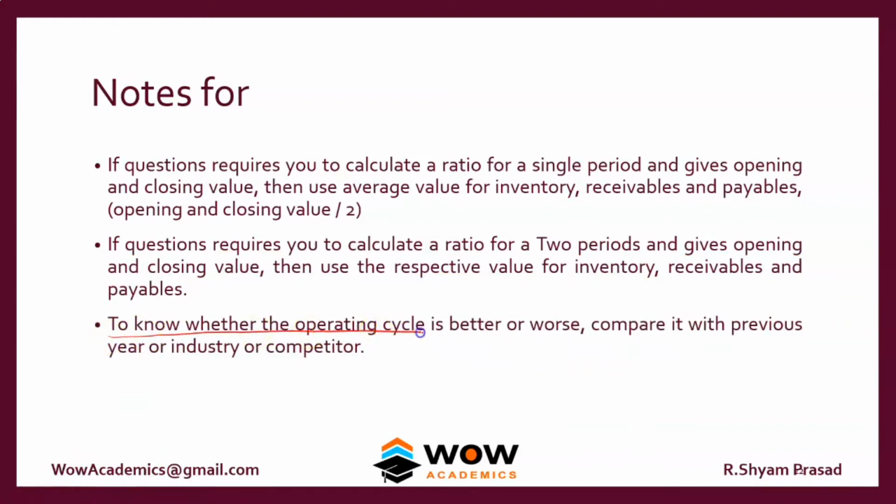To know whether the operating cycle is better or worse, compare it with the previous year, or industry, or competitor. So we discussed in the formulas that certain ratios are higher the better and lower the better, but you can't simply say that higher is better or lower is better. You have to compare it with the previous year of the company's operation, or with the industry average, or with the competitor. Usually this will be given in the question itself. So ensure that you do this as asked.